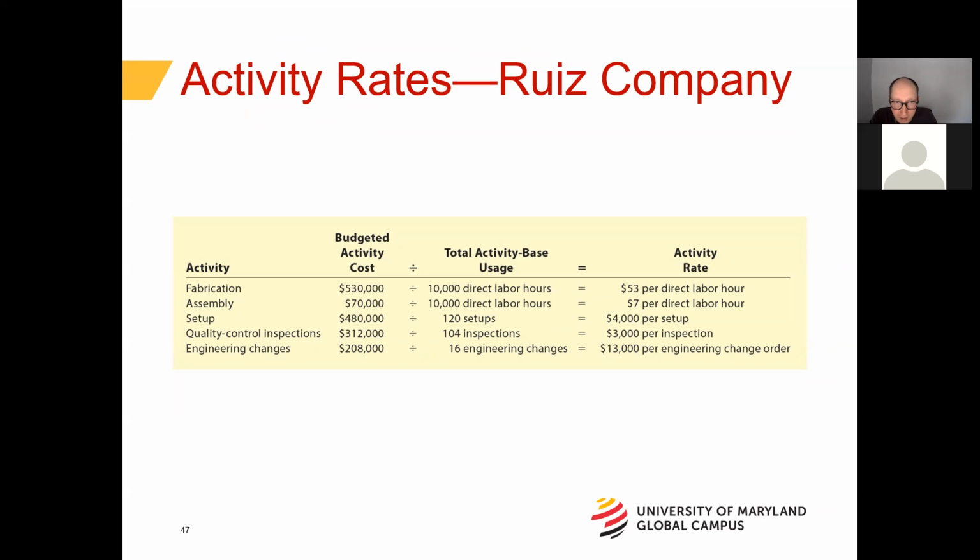So what we do is we take the budgeted activity cost divided by the activity-based usage. So what that tells us is for example, in fabrication, 530,000 allocated divided by 10,000 labor hours, it's $53 per direct labor hour, $7 per hour in assembly, $4,000 allocated to each setup, $3,000 allocated to each quality control inspection, and $13,000 for each engineering change order.